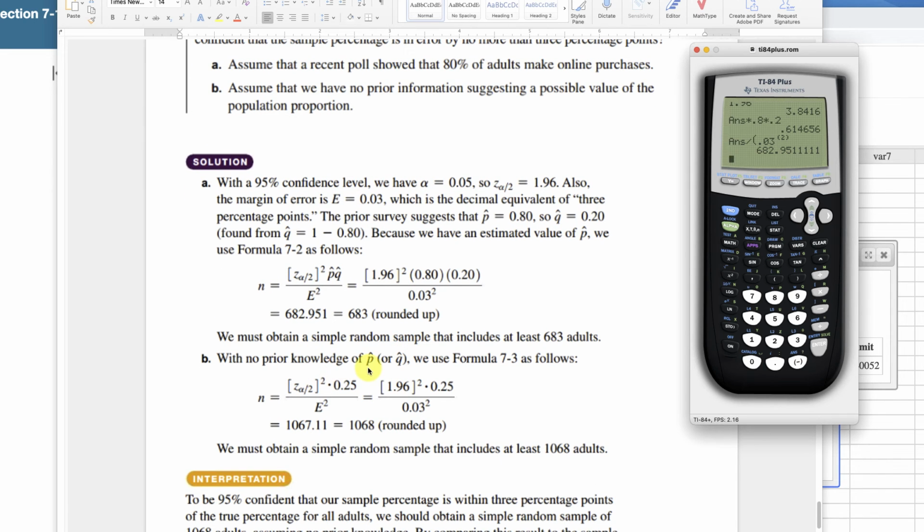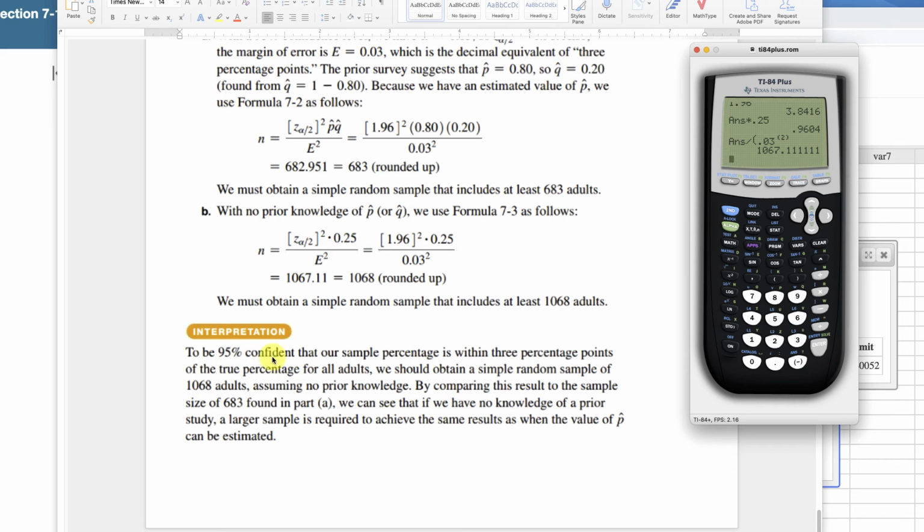With no prior knowledge of p hat, we have to use this other formula where we have the 0.25. It's actually a little easier. You just have the 1.96 squared. You just got to know you have to use this one. Then times the 0.25. And then divided by the 0.03 squared. 1,067.11, round up 1,068. Because you have no estimate of what you're doing, you need more people so that you're able to get that true population proportion estimate, right? The true population proportion in your confidence interval.